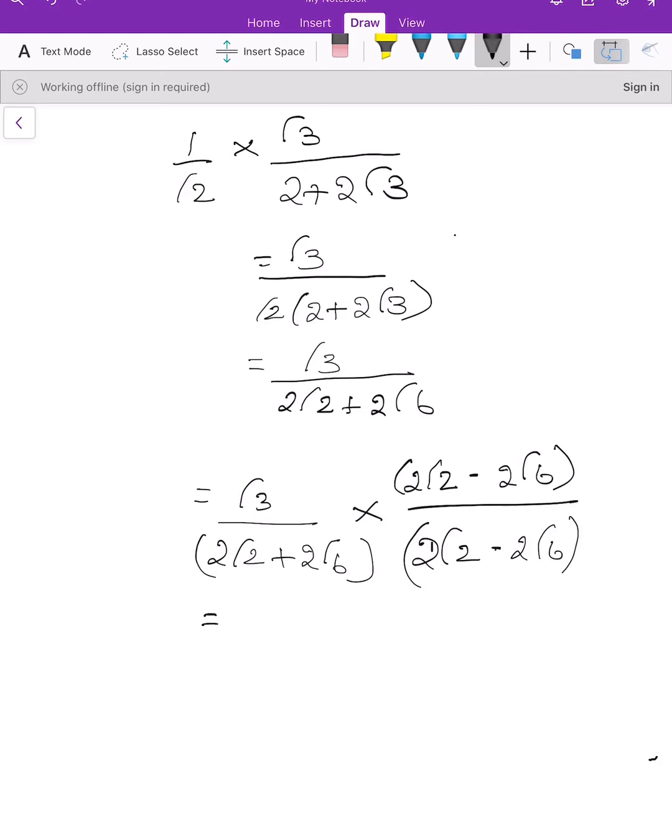See, this is nothing now. It is root 3 into 2 root 2 minus 2 root 6 by, this is a plus b, a minus b form. So I know the formula for a plus b into a minus b is nothing but a square minus b square. I'll write the formula here for your convenience.